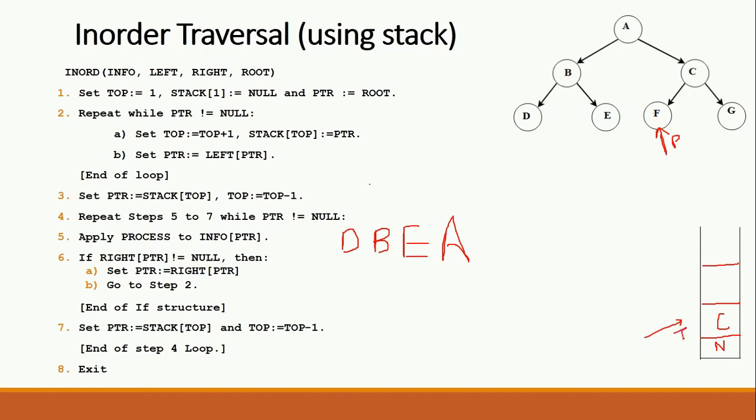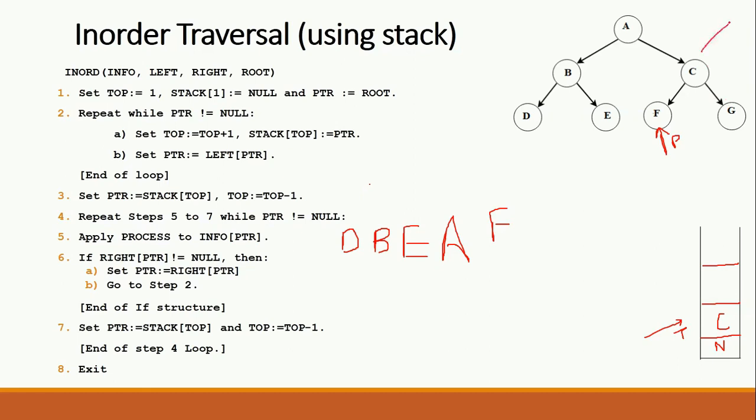Okay, fine. Now it says apply the process. So I will print the data. In my case, it says if the right PTR is not equal to null, but in my case the right PTR is equal to null. So because the right child does not exist for F, I will go to step number 7. Step number 7 says whatever you have in the stack top, the PTR should go there.